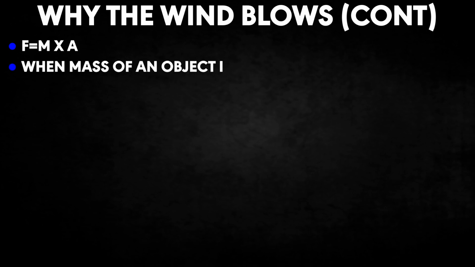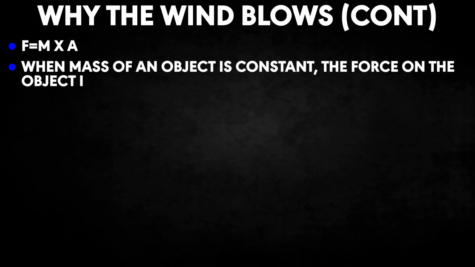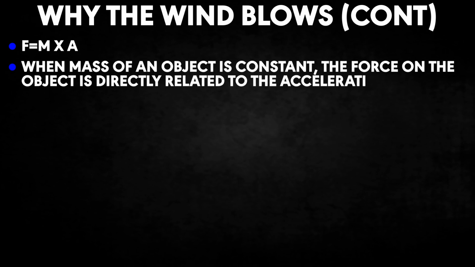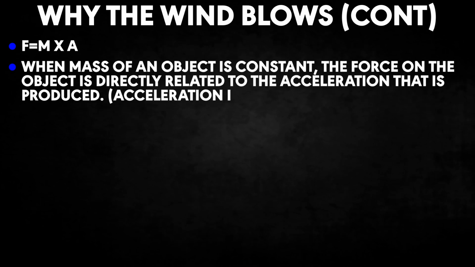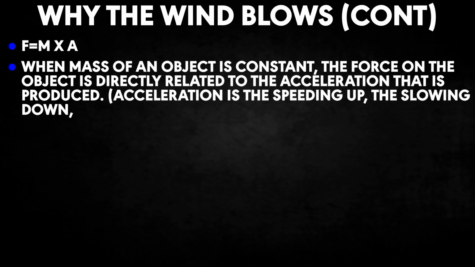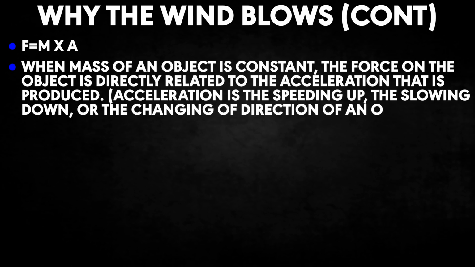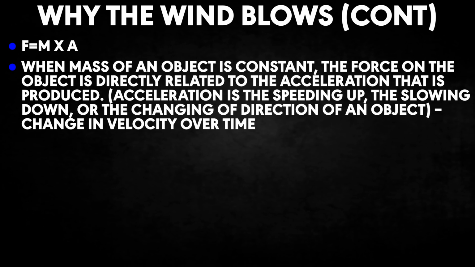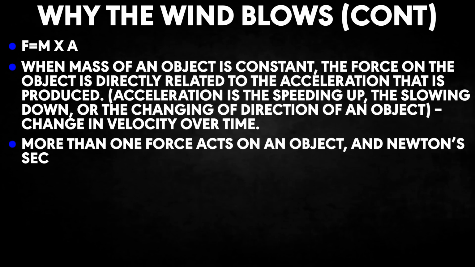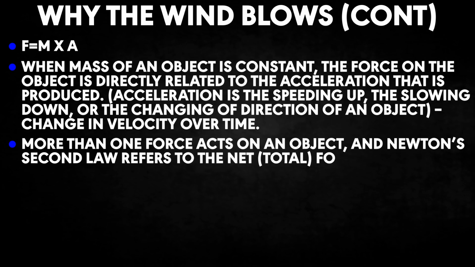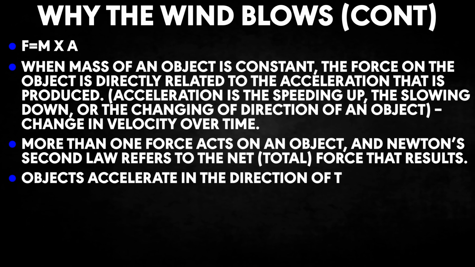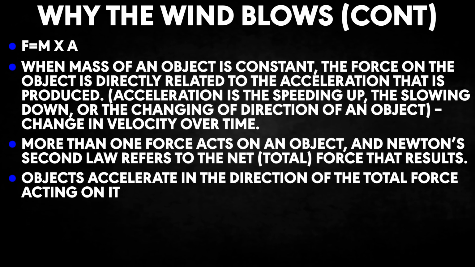Why the wind blows, continued. F equals m multiplied by a. When the mass of an object is constant, the force on the object is directly related to the acceleration that is produced. Acceleration is the speeding up, the slowing down, or the changing of direction of an object, a change in velocity over time. More than one force may act on an object, and Newton's second law refers to the net, total force that results. Objects accelerate in the direction of the total force acting on them.